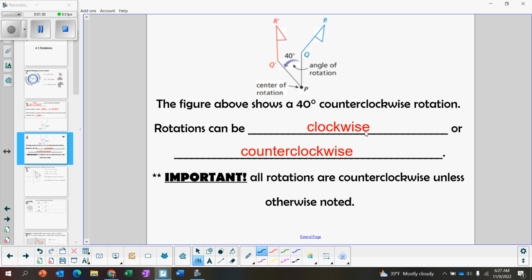So rotations can be clockwise or counterclockwise. But what's important is all of them are counterclockwise unless otherwise noted. So they have to tell you if it's going to be clockwise. If they don't tell you a direction, we are to assume it is counterclockwise. And I'm just usually going to abbreviate counterclockwise to CCW and clockwise to CW because those are pretty long words. So if I ever have to write it out, I'm going to abbreviate.